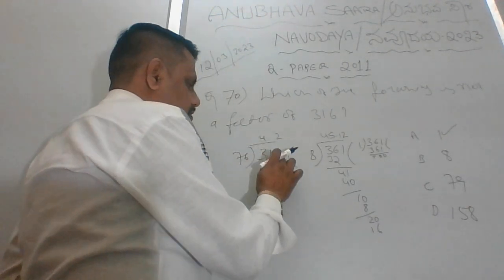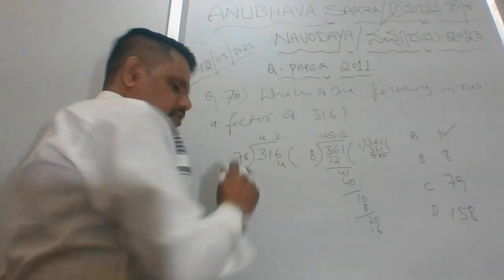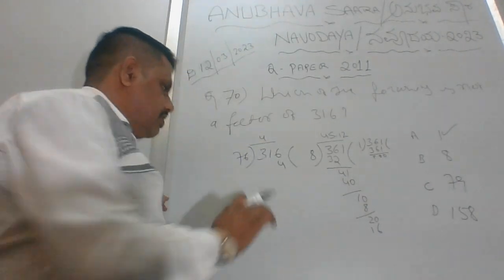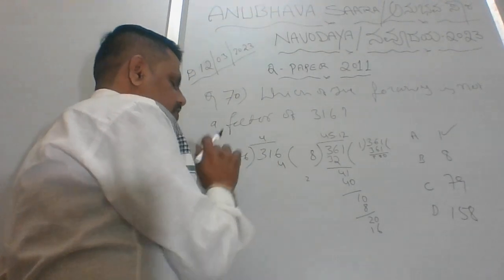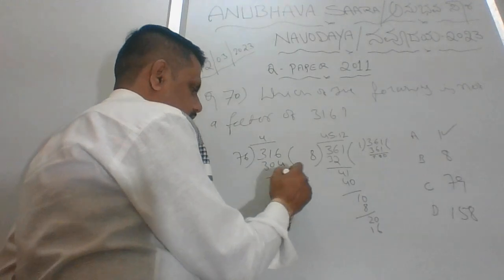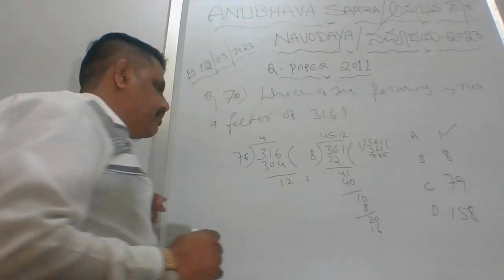4 6s are 24. Okay. 2 is here, I'll write it somewhere too. You should not get confused. 4 6s are 24, 2. 4 7s are 28 plus 3 is 30. So 2 1.